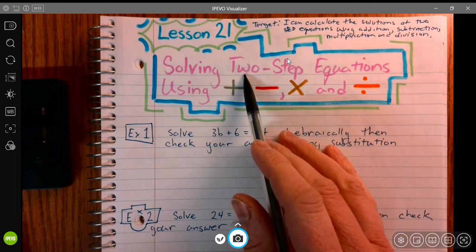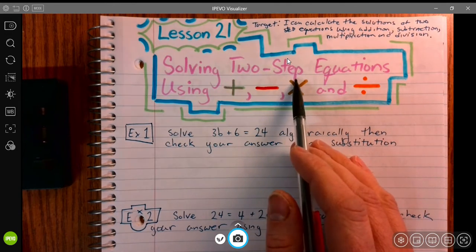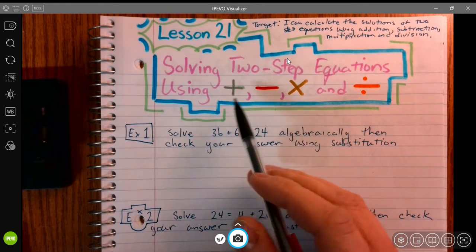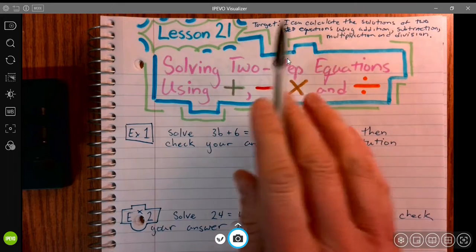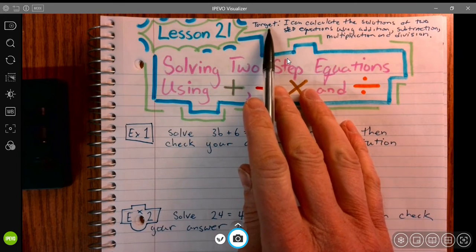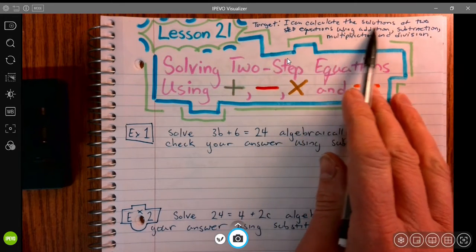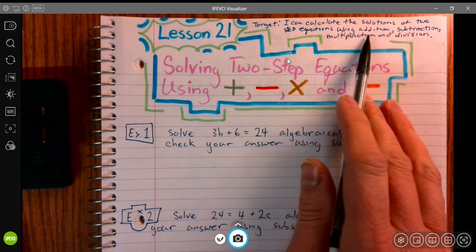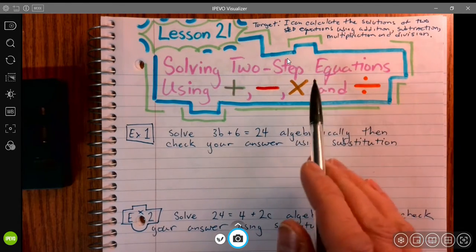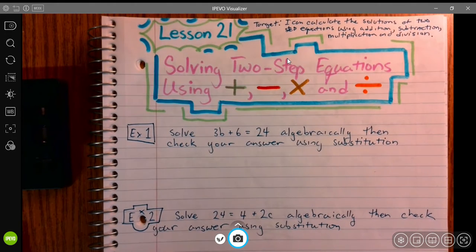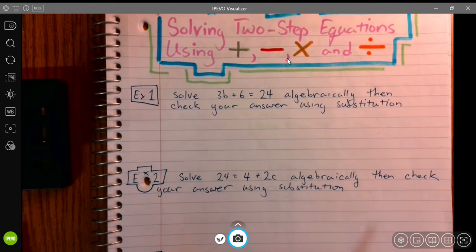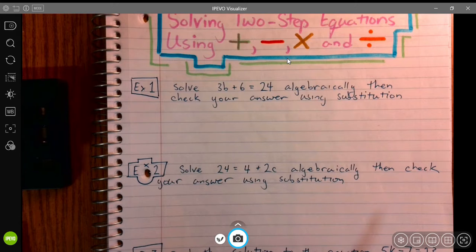So this is pretty cool. We're now going to be solving two-step equations. Everything we've done before now has just been a one-step equation. All right. My learning target is up here today. I can calculate the solutions of two-step equations using addition, subtraction, multiplication, and division. All right. So these are a little bit more tricky, but they're pretty straightforward.